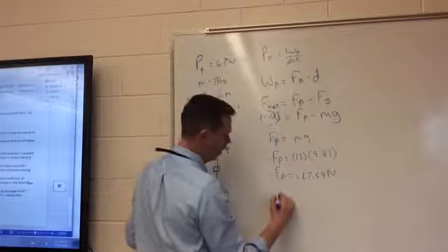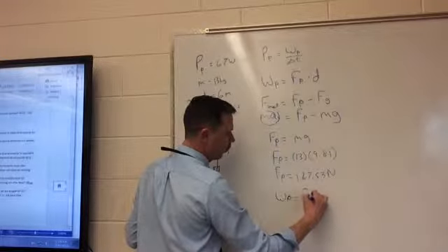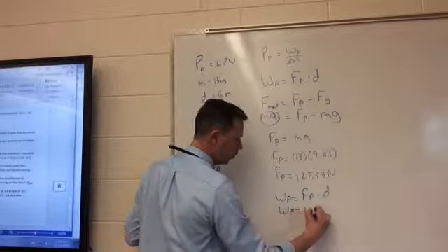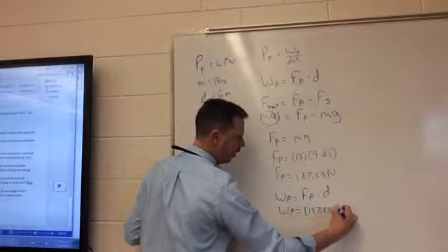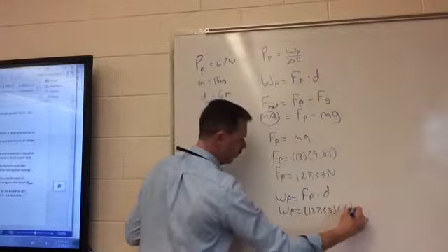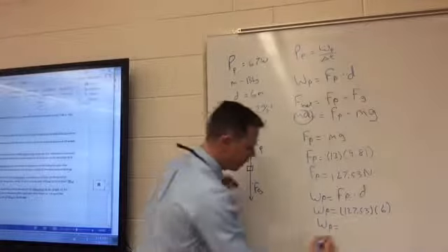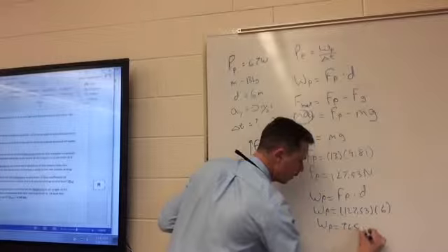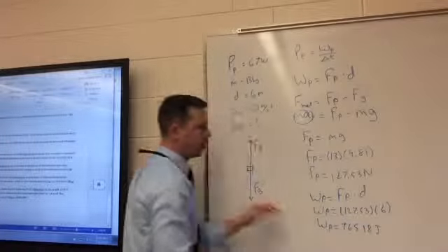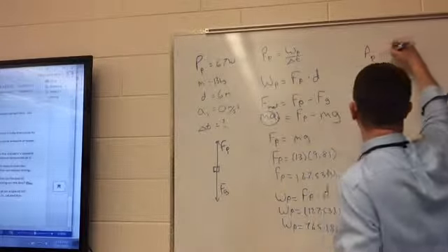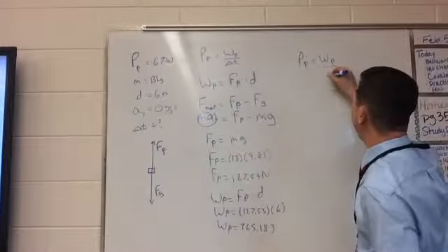I'm going to go back up here and do work pump equals force pump times D. My work pump is equal to 127.53 times my distance, which is 6. And the work pump ends up being 765.18 joules. And then last but not least, we're going to do power pump equals work pump divided by time.